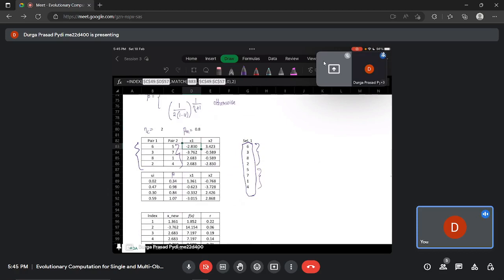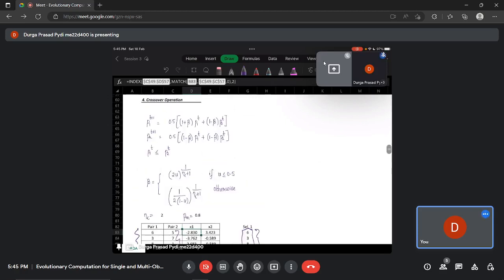So you now have these operators. As you can see, in a crossover operator, you are given 2 inputs and you get 2 outputs. So here P1 superscript t and P2 superscript t are your inputs, and P1 superscript t+1 and P2 superscript t+1 are your outputs.